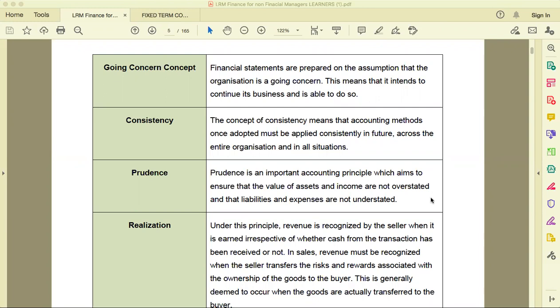Same thing with my expenses. If I say we only spend 100 Rand on toilet paper per month, and we actually spend 1,000 Rand on toilet paper per month, and I sell shares in that business, I am understating my expenses and overstating my assets, which means that legally they can sue me because I have not been prudent in the way that I've reflected the amounts.